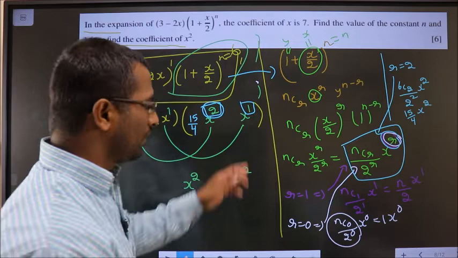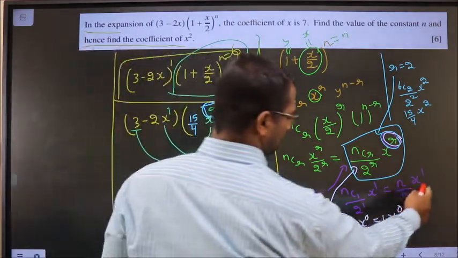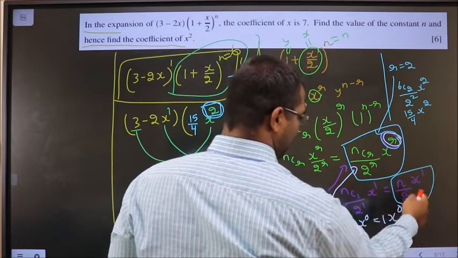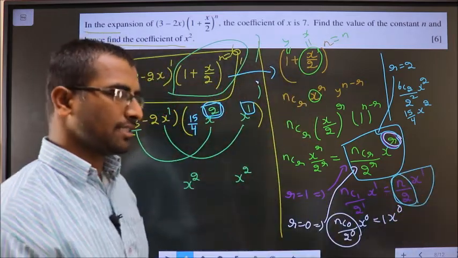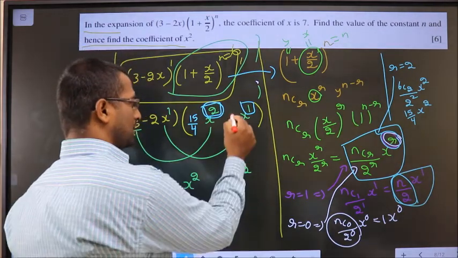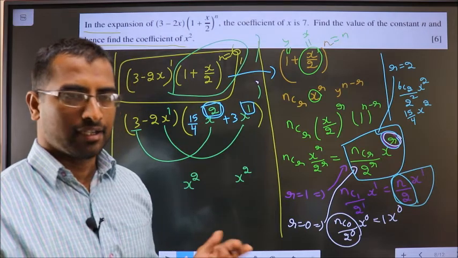Okay. Now, the coefficient of x power 1 we have already found. The coefficient of x power 1 is n by 2. n is 6, so 6 by 2 is 3. So write that here. Did you understand till here? Next.